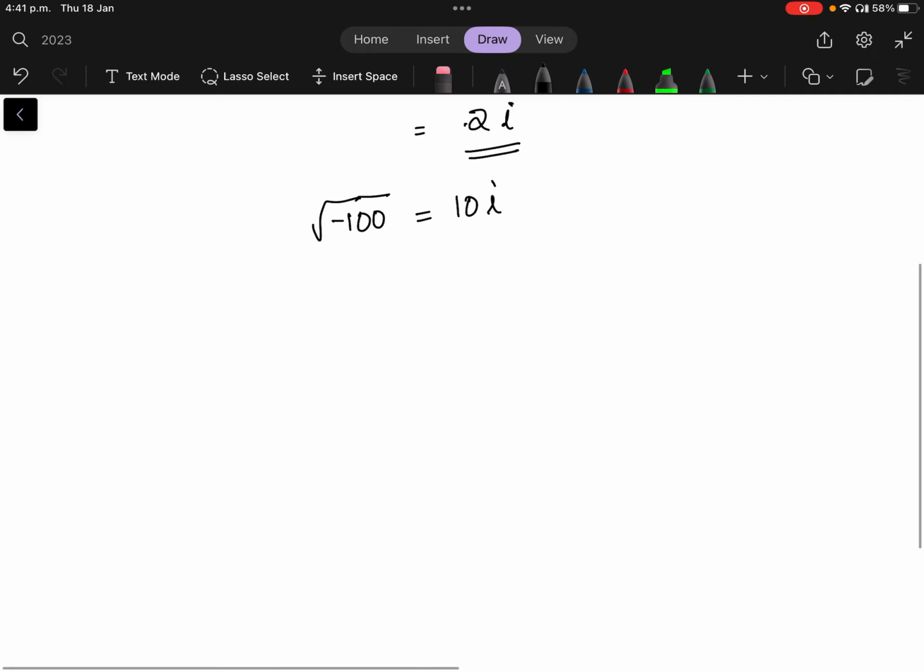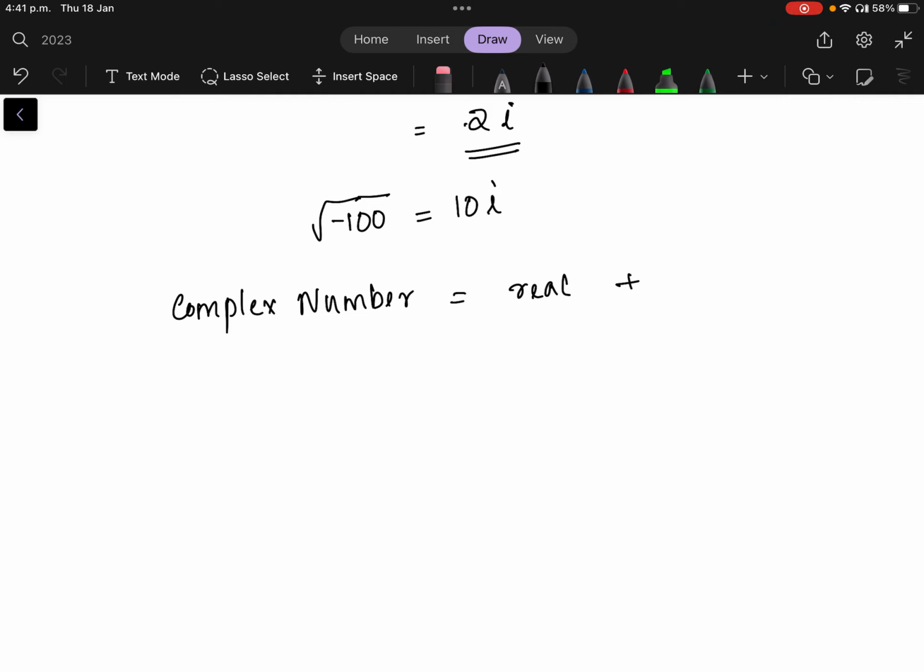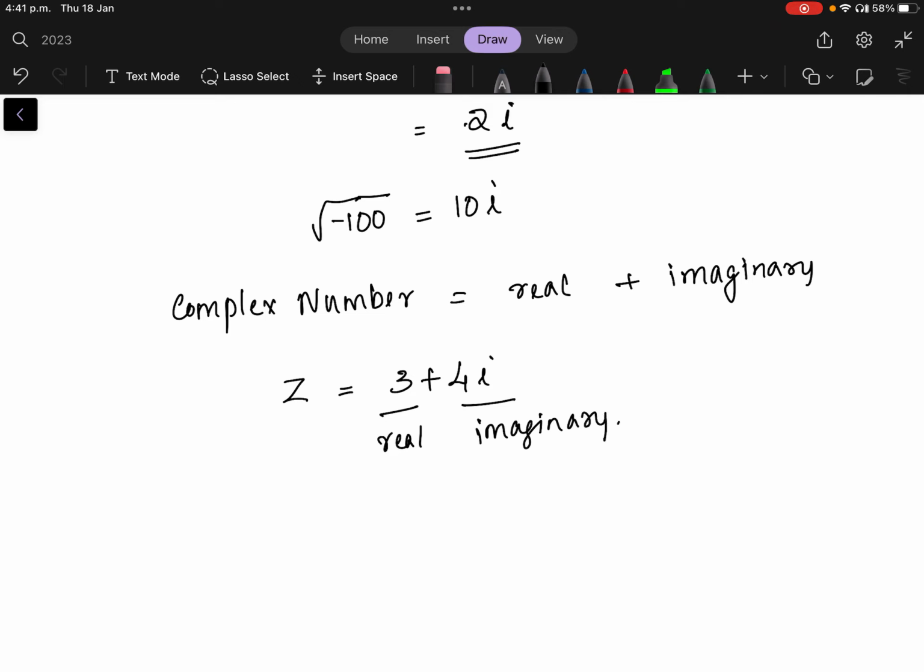Whenever we talk about a complex number, it consists of two parts: a real part and an imaginary part. Complex numbers are always denoted by z. For example, if I have z as a complex number, I can say it is 3 plus 4i, where 3 is the real part and 4i is the imaginary part. Also, any real number, for example z equals 4, can be considered as a complex number with a 0 imaginary part. The set of complex numbers is denoted by C.